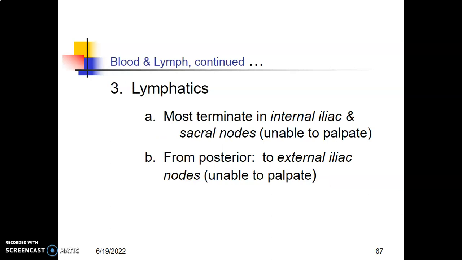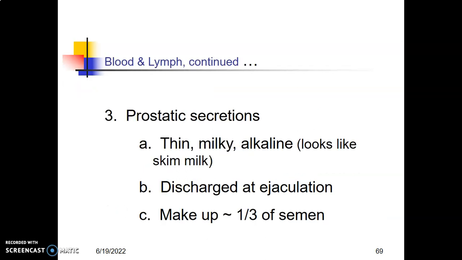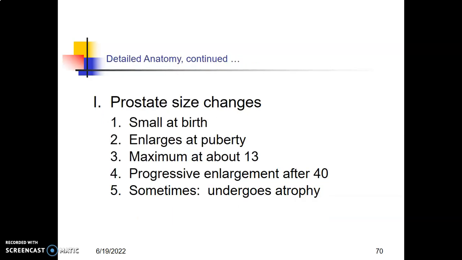Lymphatics from the prostate, where do they go? To the internal iliac and sacral nodes, and posterior to the external iliac nodes, which are not palpable. So the prostate has 30 to 50 glandular elements, which are compound tubular glands. The prostate empties through the prostatic urethra via the ejaculatory duct. The secretions of the prostate are thin, milky, and alkaline, and are released during ejaculation. So the prostatic secretion makes part of the semen.